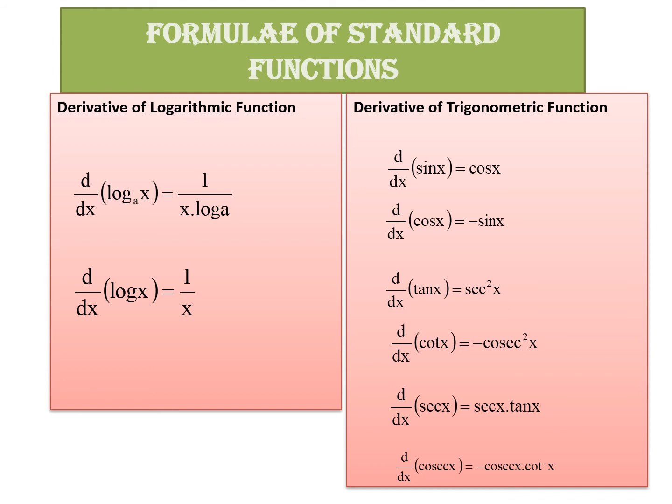Now derivative of trigonometric functions. Derivative of sin x is cos x and derivative of cos x is minus sin x. Derivative of tan x is sec square x, whereas derivative of cot x is minus cosec square x. Derivative of sec x is sec x into tan x, whereas derivative of cosec x is minus cosec x into cot x. Observe that derivative of all the functions beginning with c has minus sign.